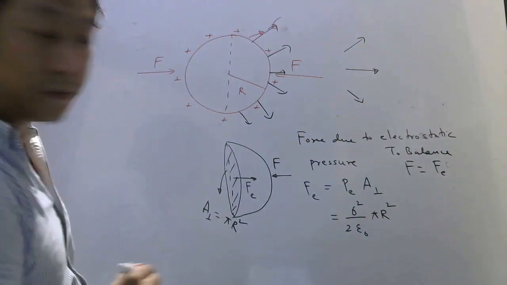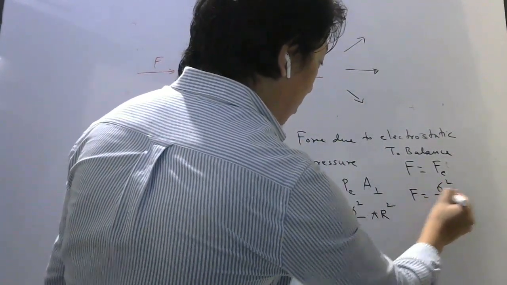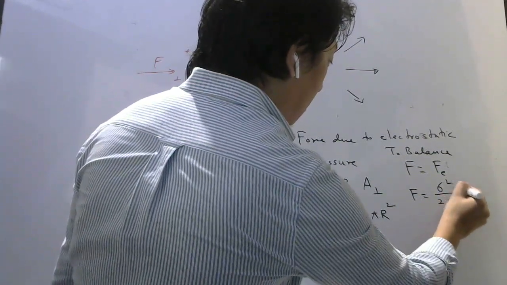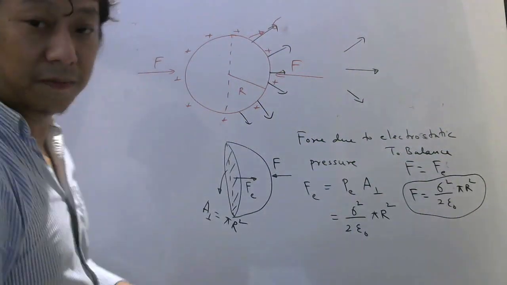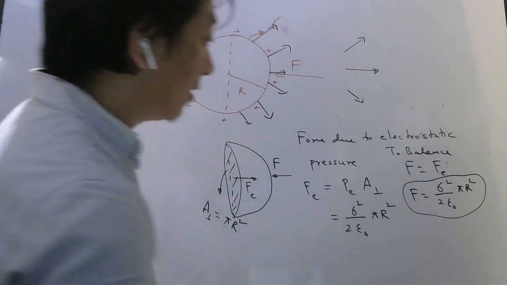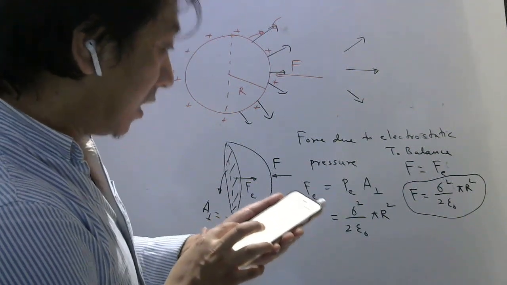Okay, so what is the electrostatic force? Sigma squared by 2 epsilon naught pi r square. So that much force you also have to apply. So it is proportional to what? Sigma square into r square. So option A is the right answer.